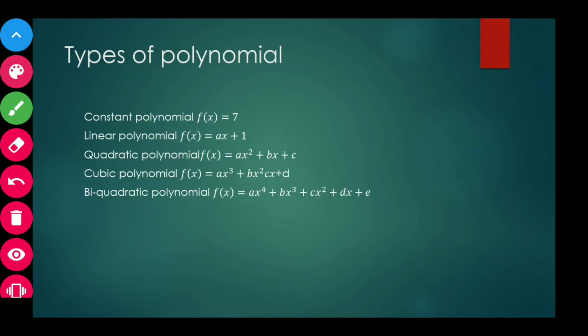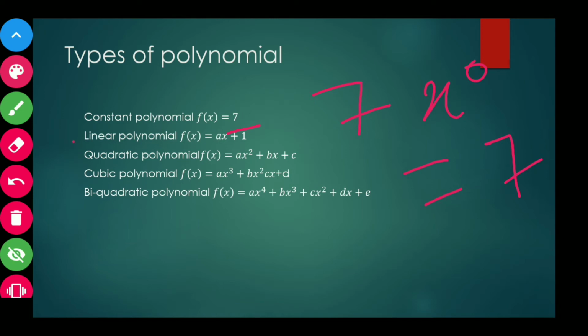Now we will check the types of polynomial. There are several types of polynomial. A few we are going to discuss here. Now see here, constant polynomial. A polynomial of degree 0 is called a constant polynomial. You can see here 7. So 7 can be written as 7x to the power 0. Remember, as we all know, anything to the power 0 is 1. So this 7x to the power 0 can be written as 7.